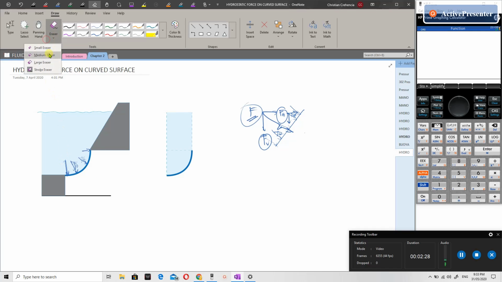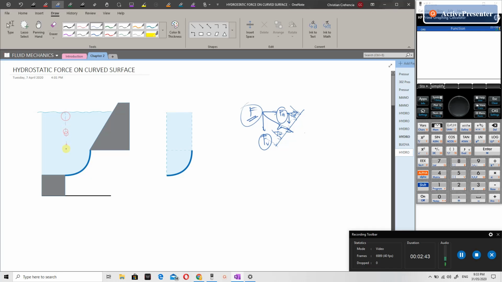Let me erase this first. So how do we solve that? Here on this side, we isolate the imaginary volume of liquid which is directly above the surface we are considering.